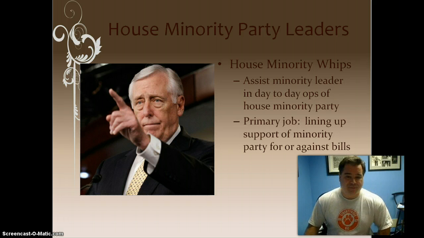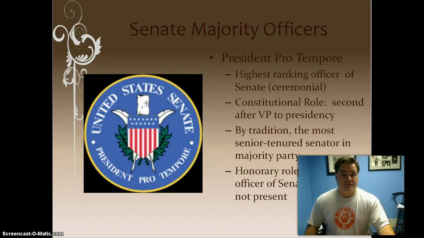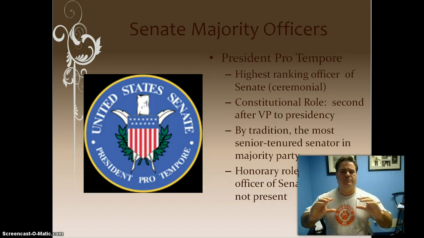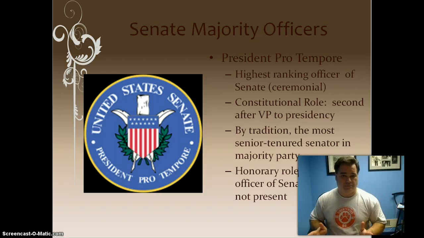The whips. They line up the support of the Minority Party, performing the same function as the Majority Party does in lining up the support of their membership against the bills or the legislation that's being offered up by the Majority Party. Now we switch over to the Senate, and it shouldn't come as any shock that the Senate has the identical structure as the House in terms of the Majority Leader, the Minority Leader, the whip structure. All of that is identical.